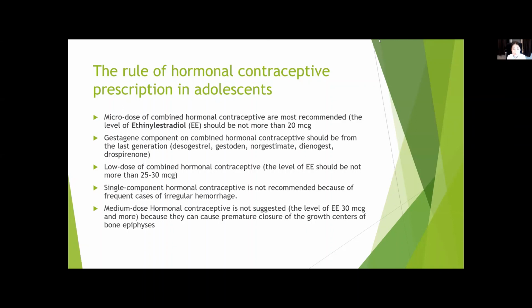Low dose combined hormonal contraceptives, if the level of estrogen is not more than 25 up to 30 micrograms. Single component hormonal contraceptive is not recommended because frequent cases of irregular hemorrhage happen. Medium dose hormonal contraceptive, level more than 30 micrograms, is not suggested, is not allowed, because they can cause premature closure of the growth centers of the bone epiphysis.